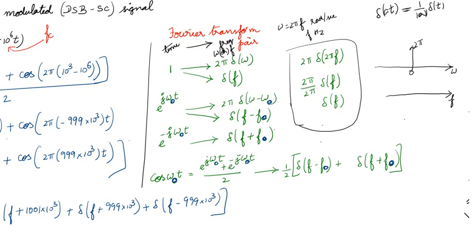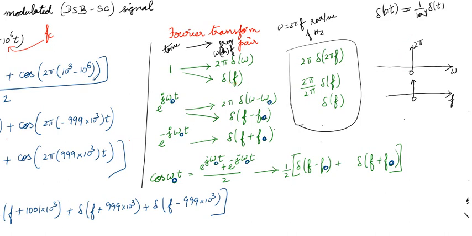This is the spectrum. So for 1, the Fourier transform is at the origin, that is del omega times 2 pi. The impulse is at 0, whose magnitude is 2 pi. Similarly, the Fourier transform of 1, if you want to express in f, it is del f.